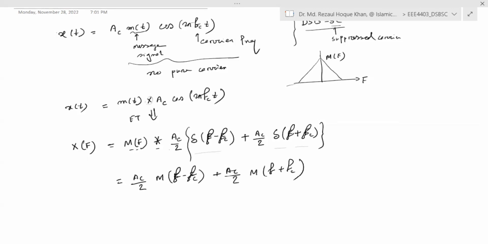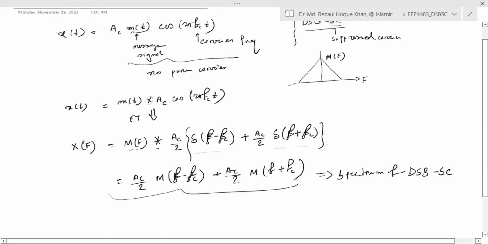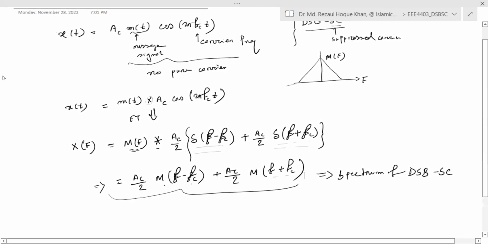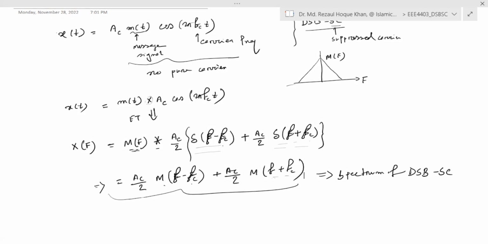So this is the complete spectrum of double sideband suppressed carrier. From here we can see that when M(f) is convolved with delta(f minus fc), it is M(f minus fc), which means M(f) is shifted to fc. And M(f) convolved with delta(f plus fc) is M(f plus fc), which is shifted to minus fc. That is how we got these two components. We have seen this example earlier, so I am not going into detail.